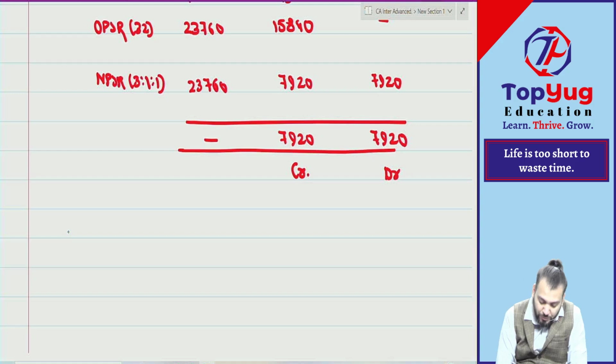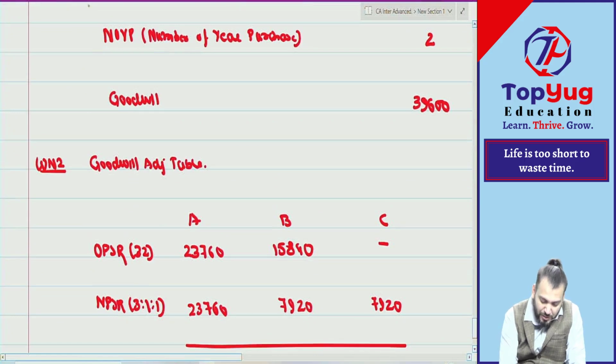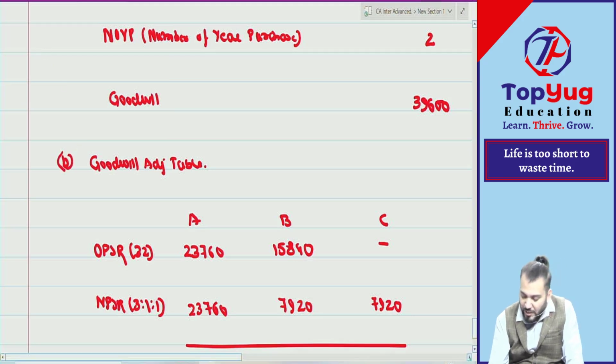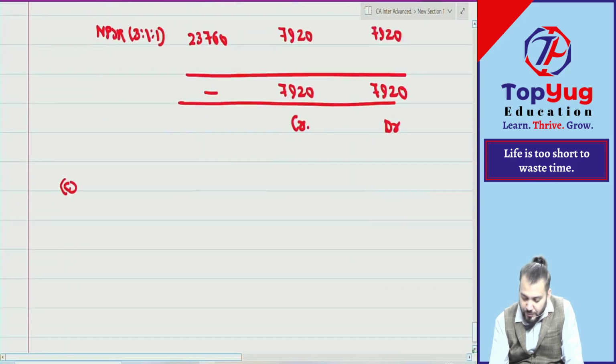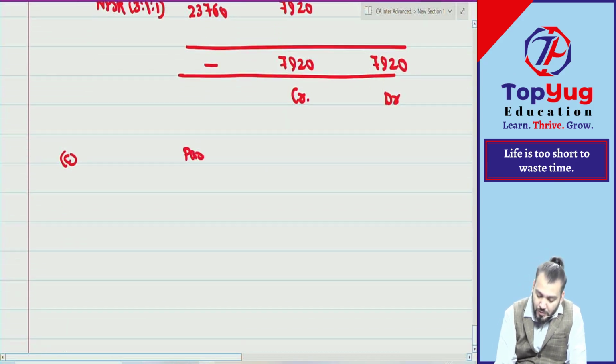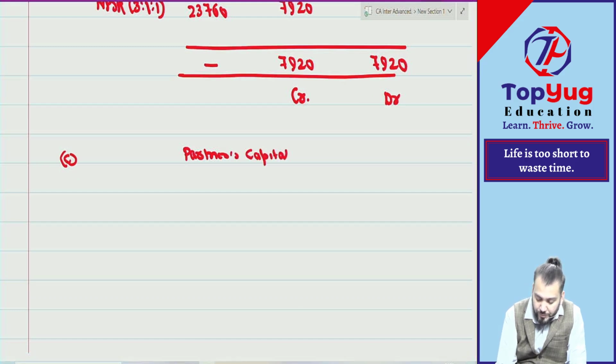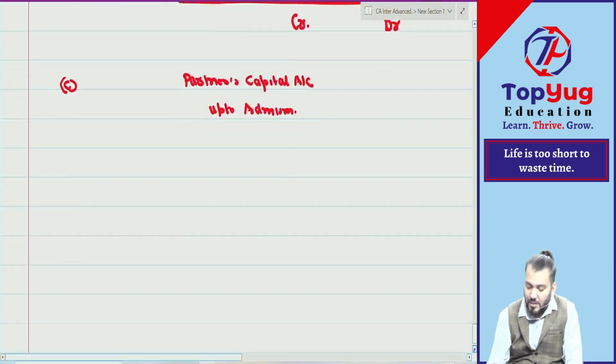Correct? So this is point number C. This was point number B. Don't write working note number 2. A, we have done valuation of goodwill. B, we have done the goodwill adjustment table. C, what are we doing? Partners' capital account, up to admission. Correct.